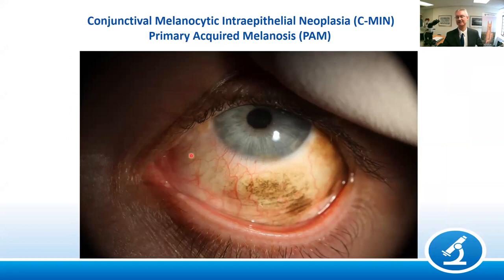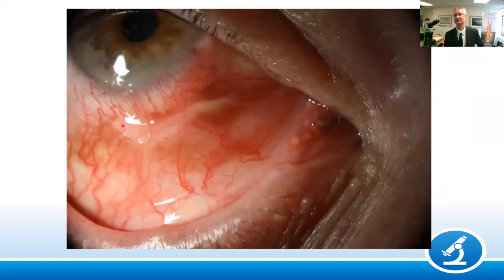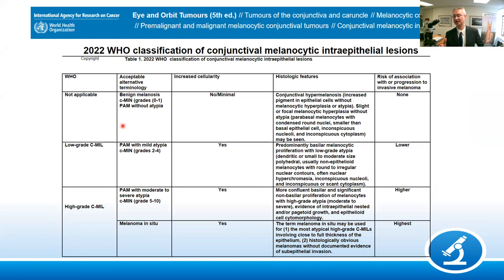Pigmentation here in the conjunctiva. In a light-skinned individual, a Caucasian, this is worrisome, and this will undoubtedly be an acquired melanosis. Here are just some more examples increasing in the severity of the clinical presentation. Before I get to this, melanosis can also be secondarily acquired from drugs and medications and maybe tattooing and other procedures. So always keep that in mind.